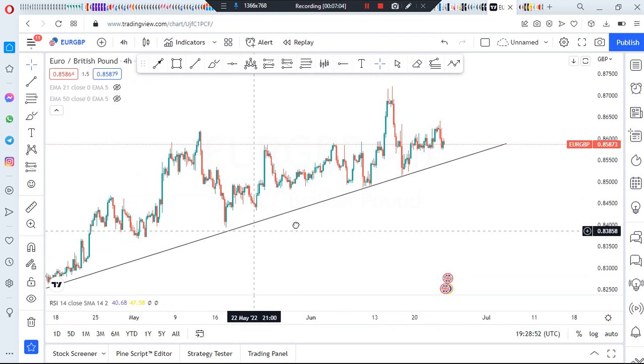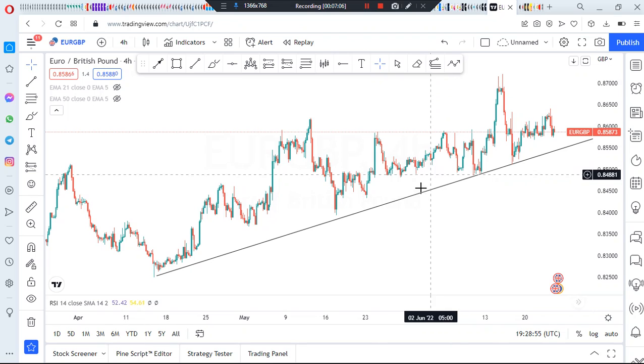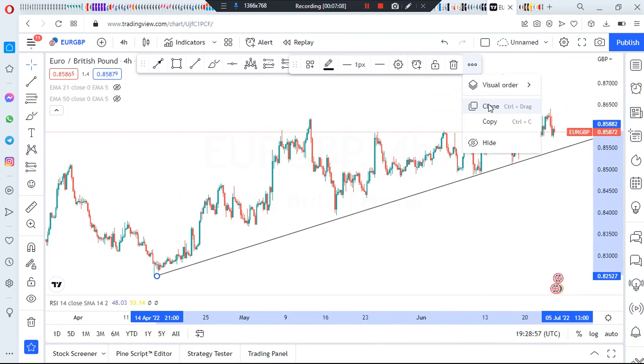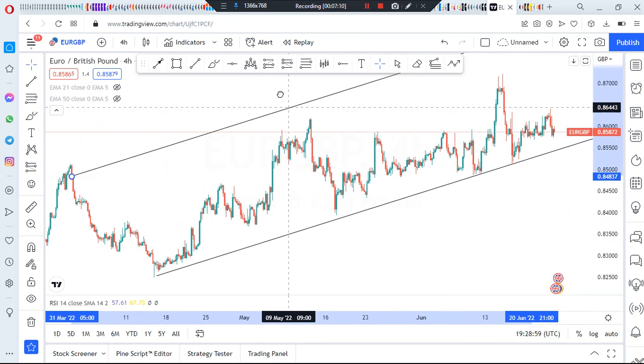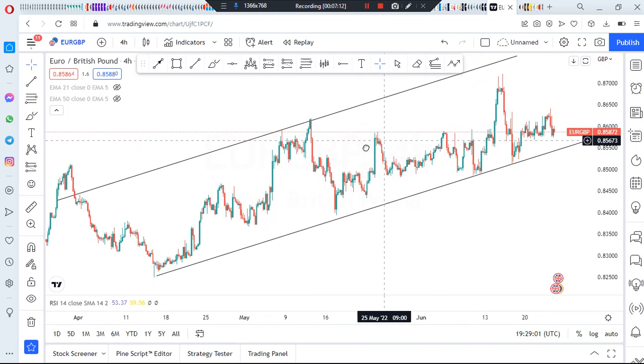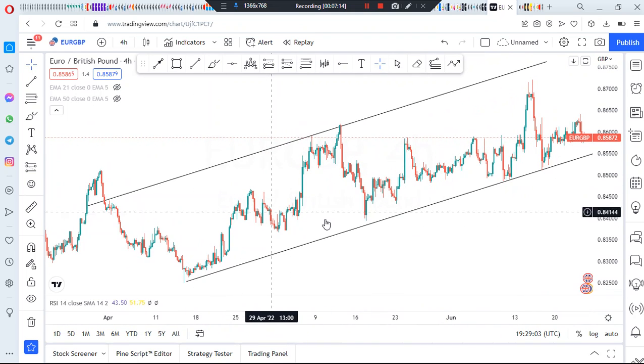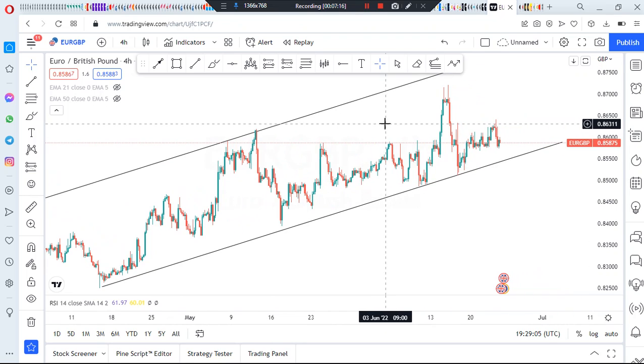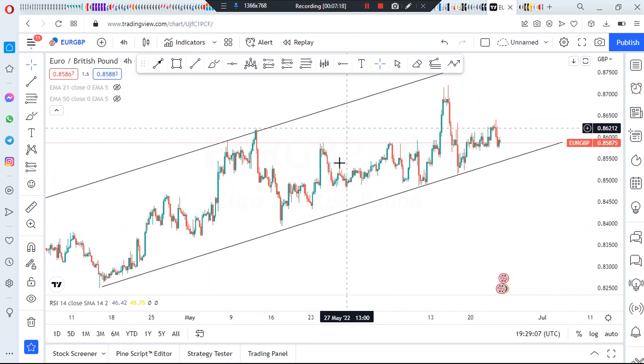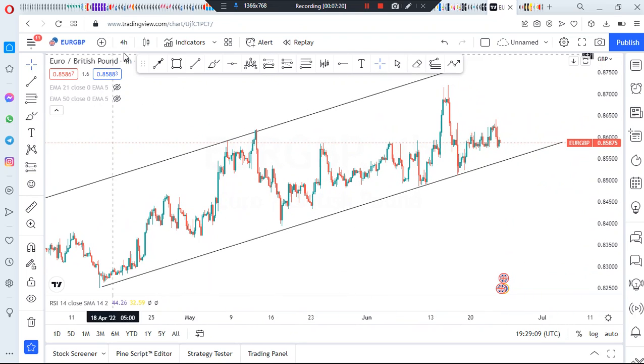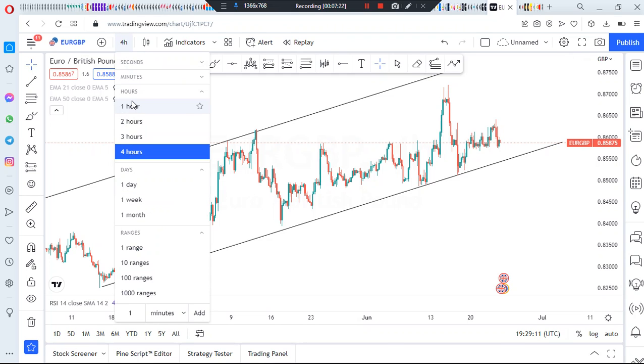Okay, so now that we have our direction, let me just clone this and put it above here. Okay, so this is the trend that we have. So price is actually playing within the structure here. So let's go to the 1-hour time frame.